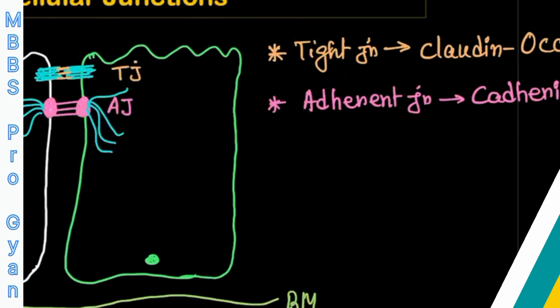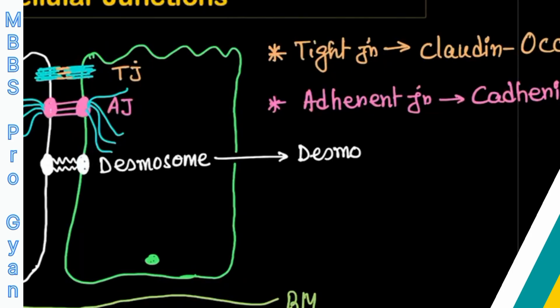Now below this adherent junction, the third junction, so protein from one cell membrane interacting with similar kind of protein from another cell membrane. This is forming another junction. This junction is known as desmosome. Desmosome, right? So desmosome is formed by a protein which is known as desmoglein.